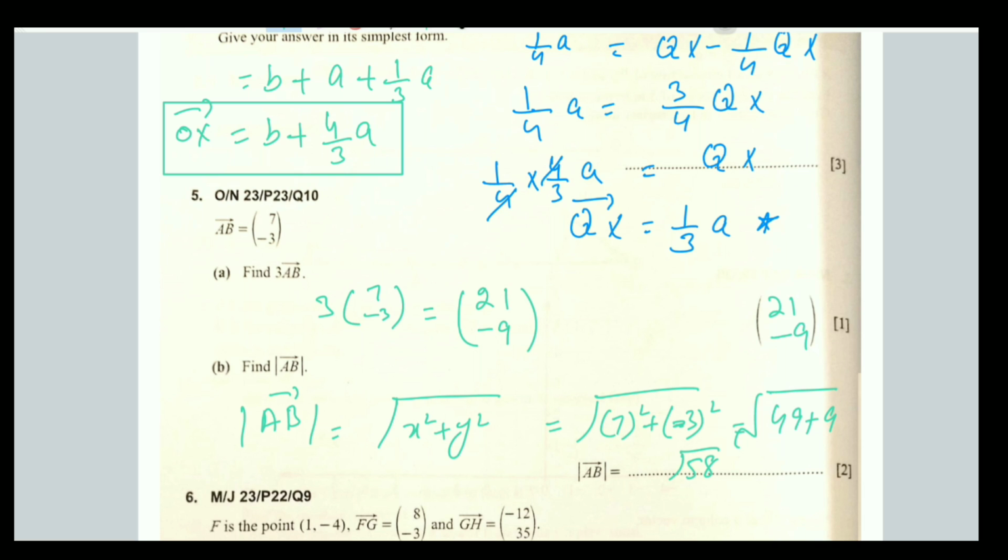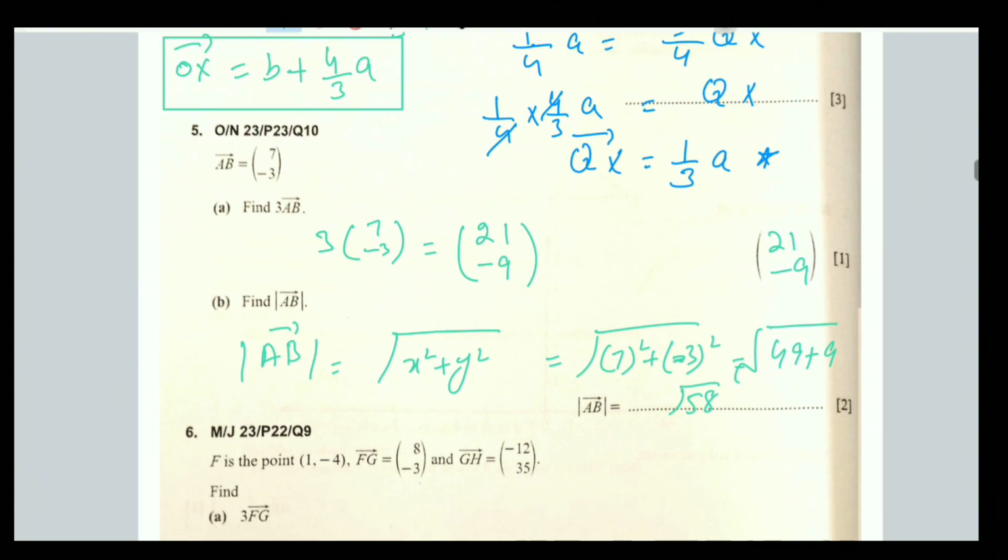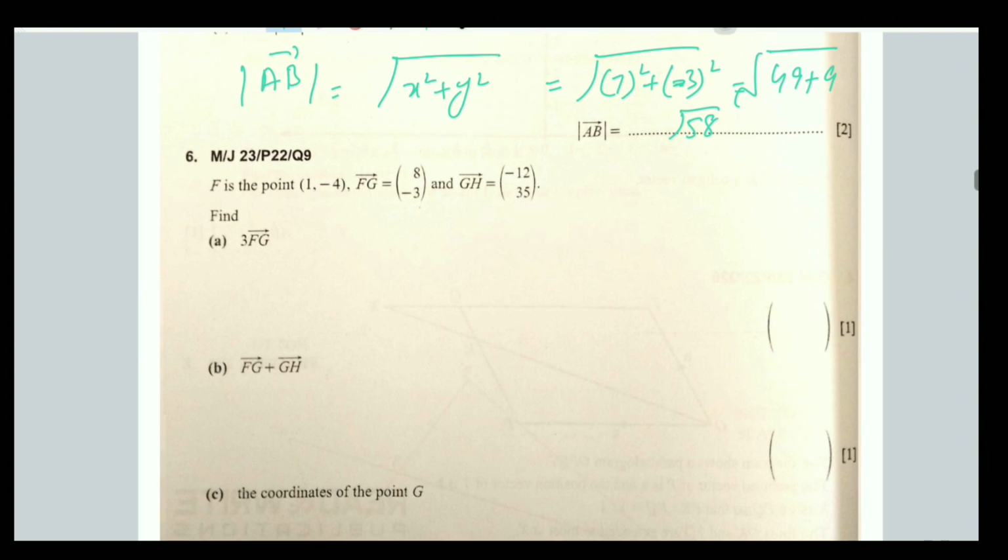Okay, next question. These questions are also very easy. The first two parts are very easy. In part a you have to multiply 3 with the FG vector, and in part b you have to add both vectors. In part c, the coordinates of G. So how do we find the coordinates of G?